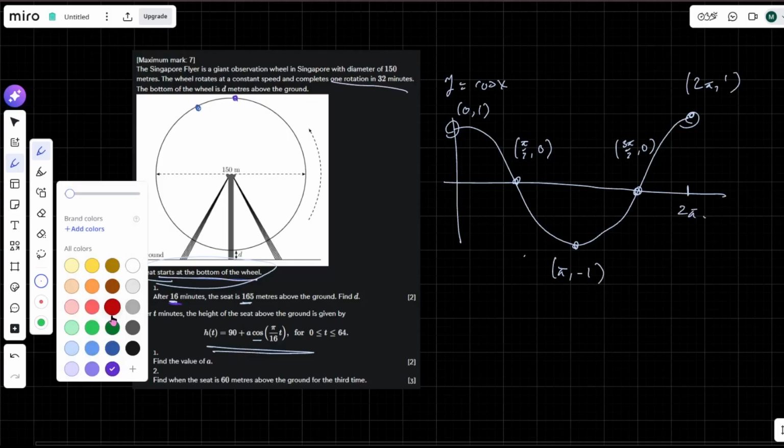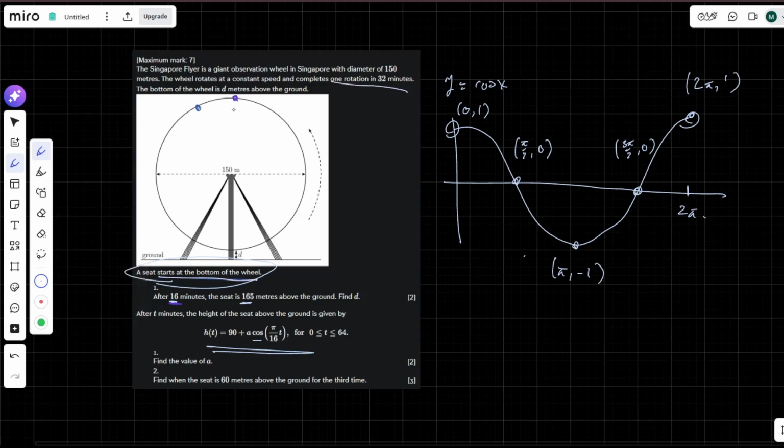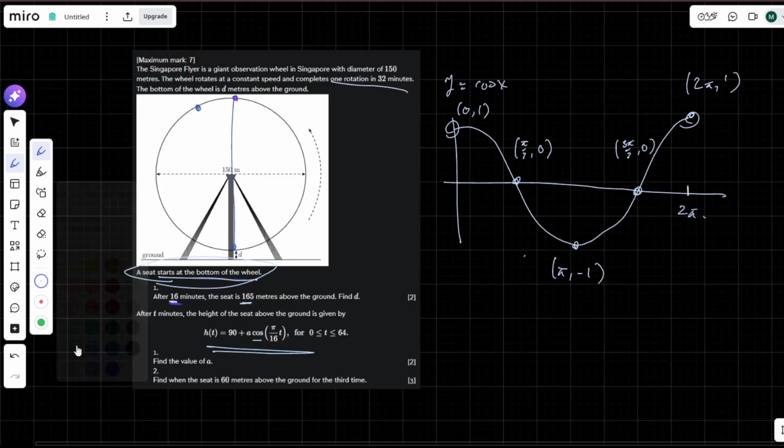So what does that tell us? It tells us that we are directly 150 meters above the base of the Ferris wheel, and that therefore d is going to be an additional 15 meters. So d is 15.